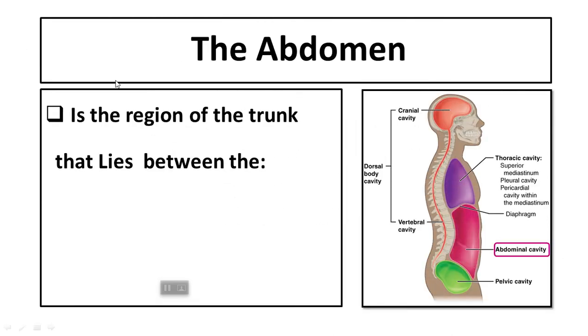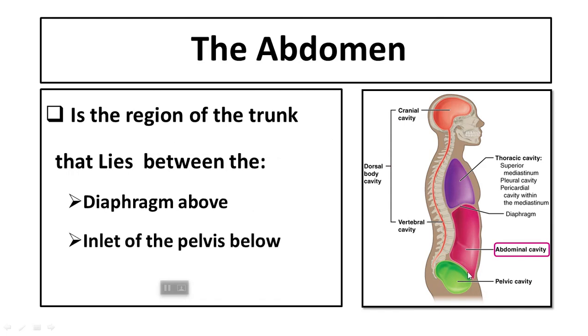The abdomen is the region of the trunk that extends in between the diaphragm above and the inlet of the pelvis below. So this is the abdomen in pink color, and it extends in between the diaphragm above and the inlet of the pelvis below.